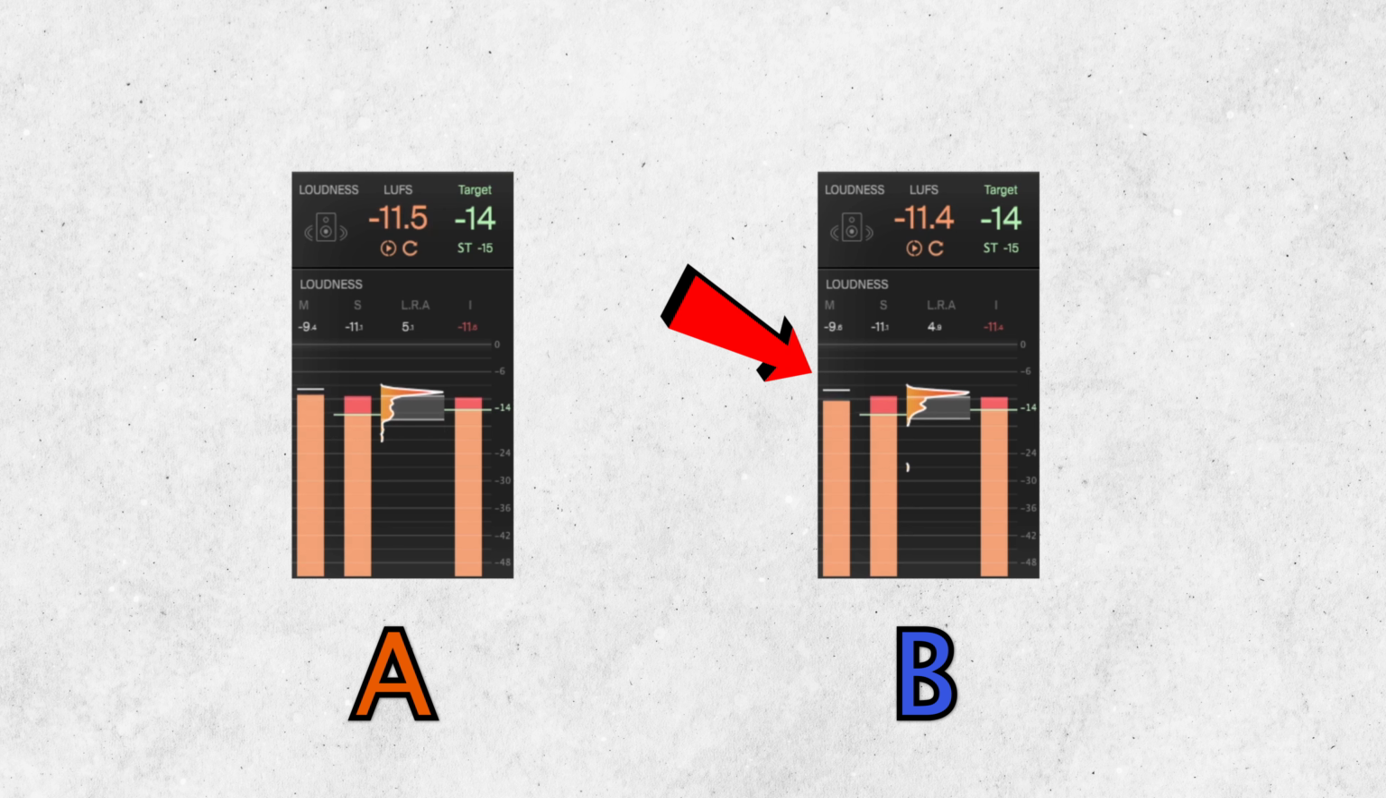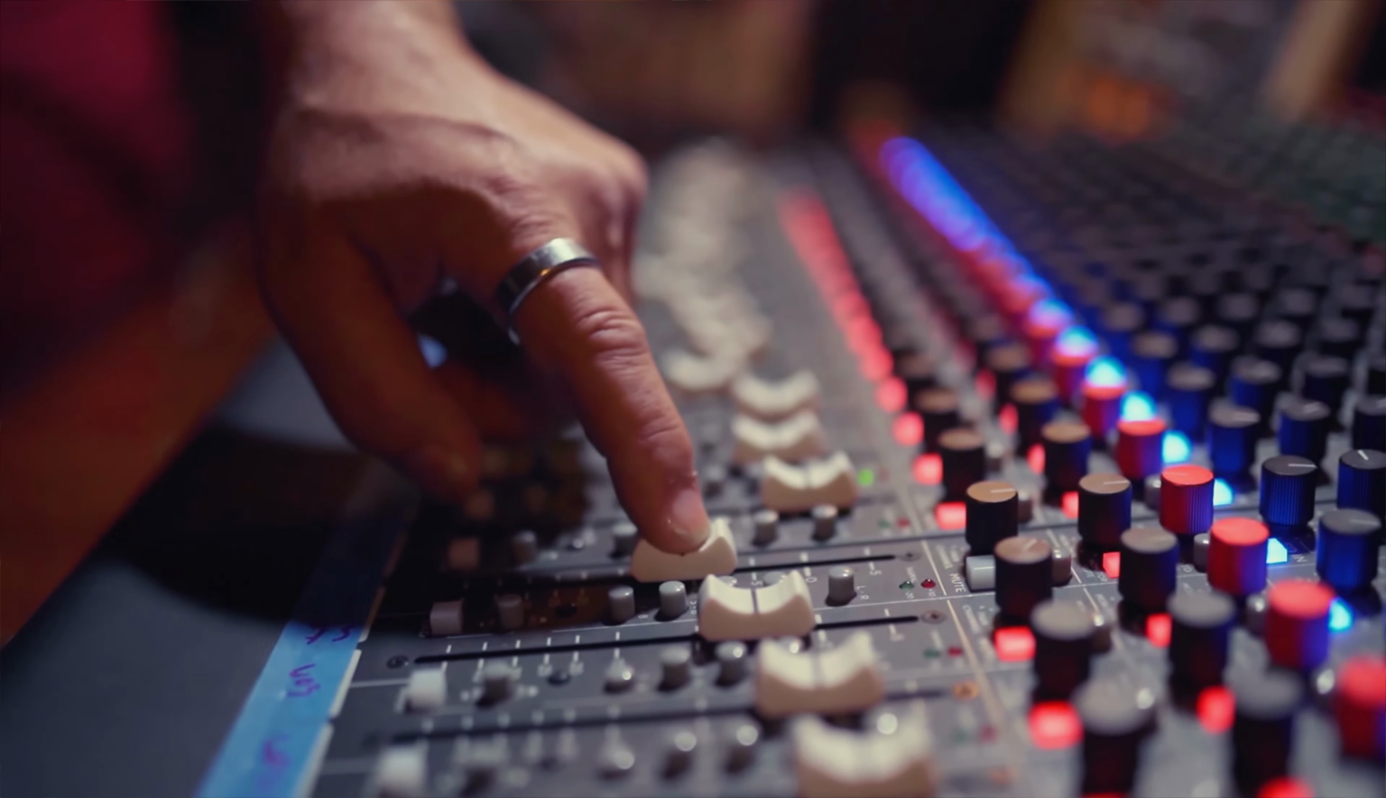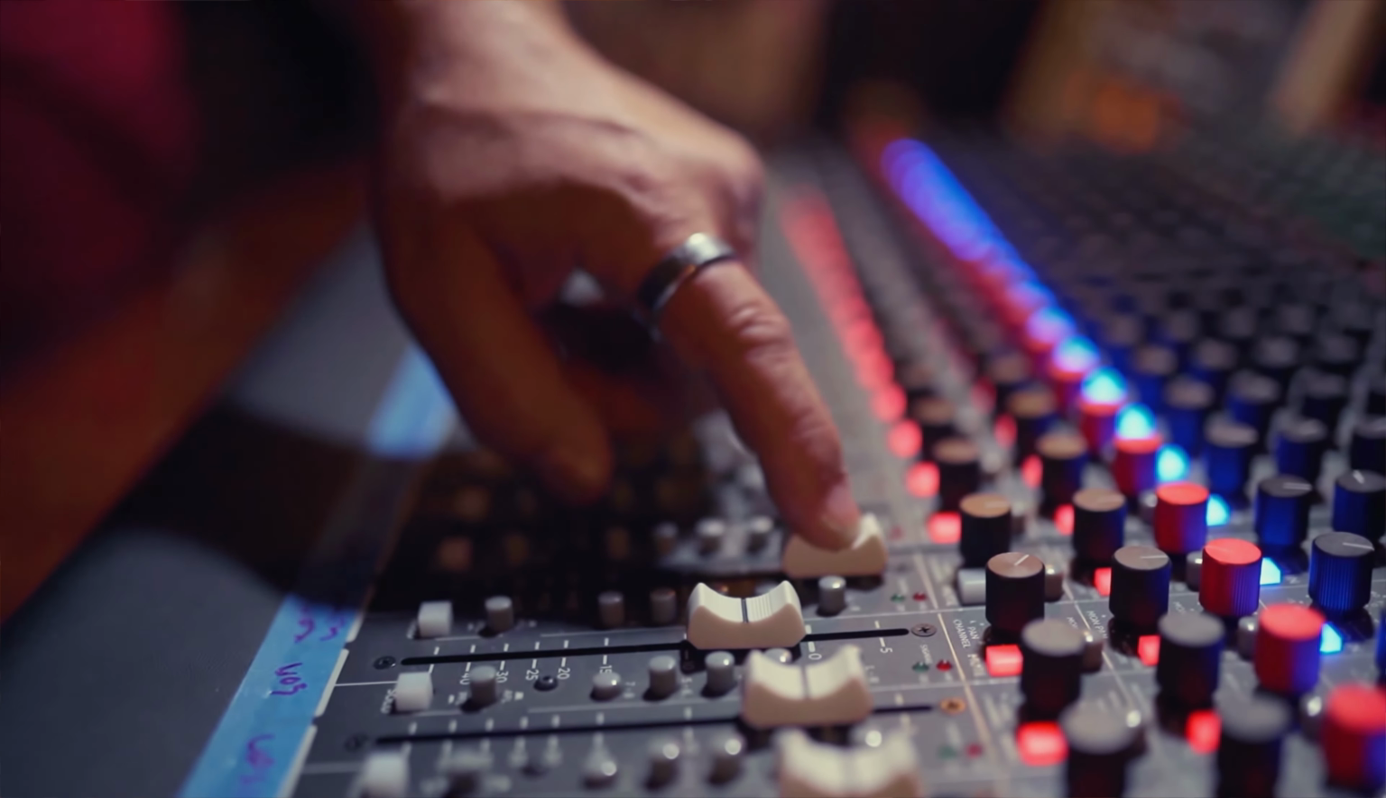You might actually be thinking that option B sounds louder, especially when it reverts back to option A and you hear the difference between them. But that's because in option B, I've actually increased the perceived loudness of that track, effectively making it seem louder even though it isn't. What exactly is perceived loudness?